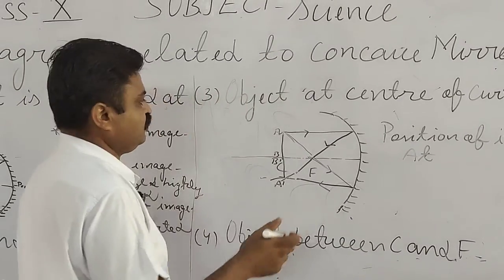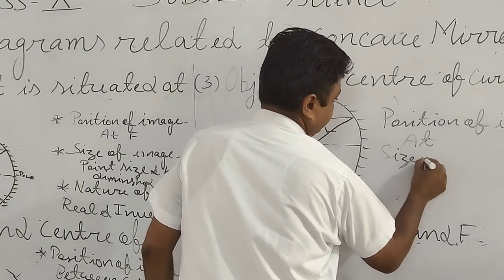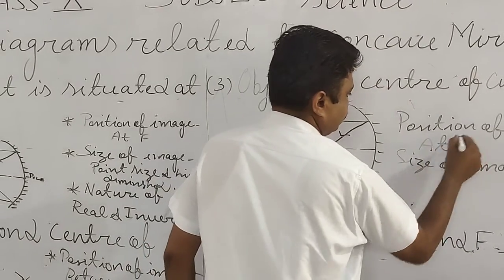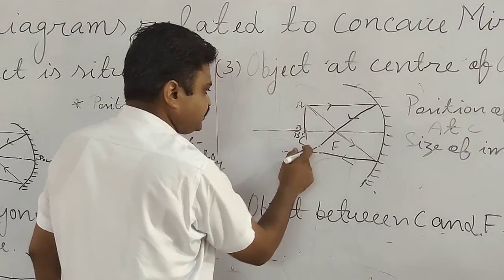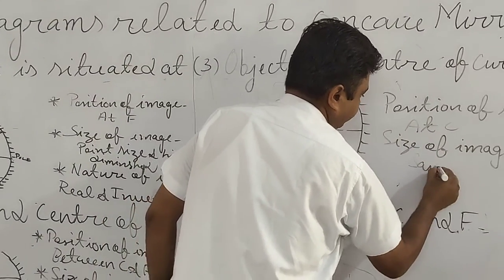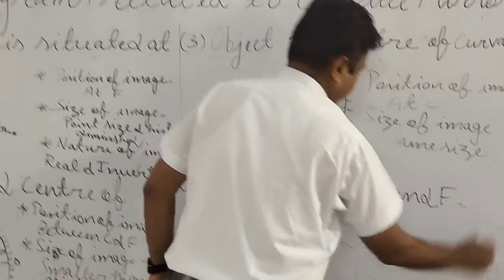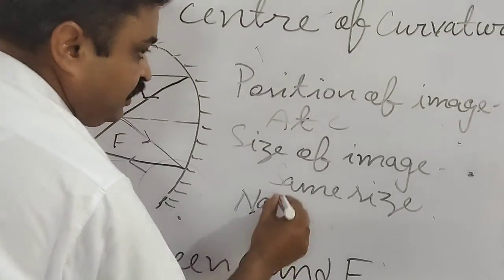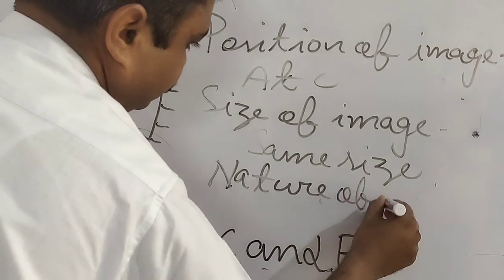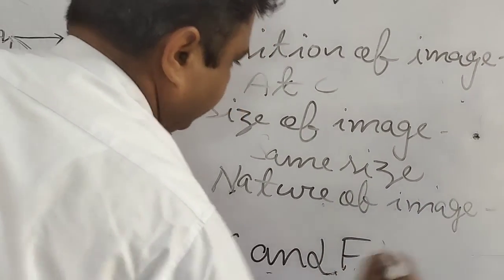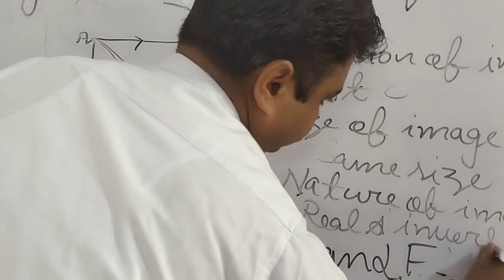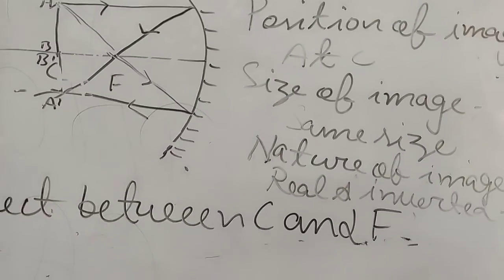What is the size of image? It is the same size as the object. Here you write same size. What is the nature of the image? You can easily tell. Nature of image. It is real and inverted. So now we have covered the object at center of curvature.